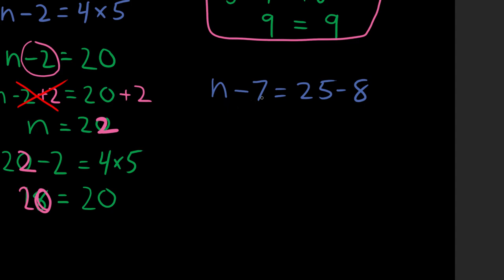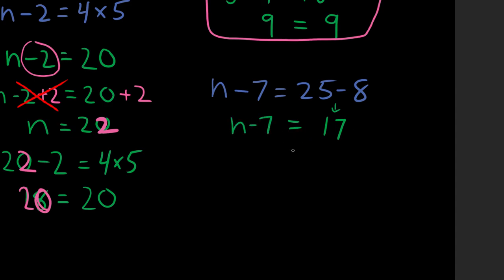We have to solve the side without the letter, or variable, that's what they're called. Which side does not have the letter in it? Is it n minus 7 or 25 minus 8? Obviously, it's 25 minus 8. So 25 minus 8 equals 17. Now this becomes n minus 7 equals 17.